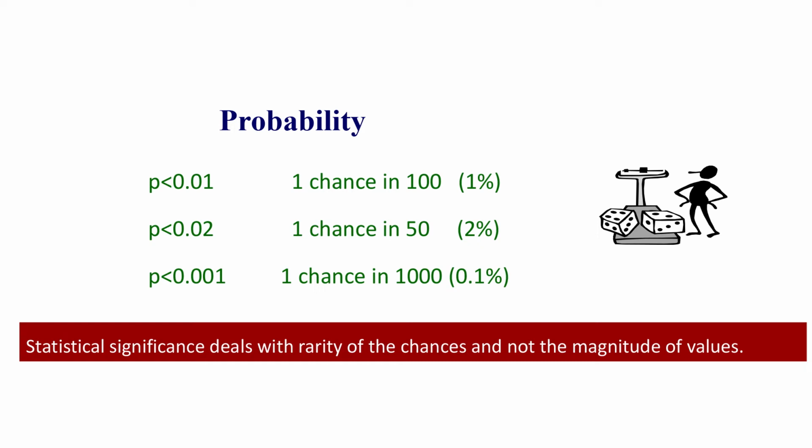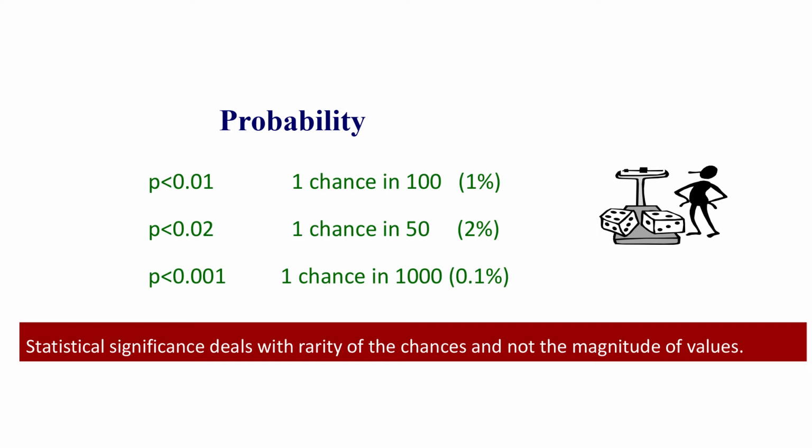So these three things we have to confirm, we have to be very sure, and that's why we have to learn these statistics. Whenever we say that p less than 0.05, please understand that it deals with the rarity of the chances. It only talks about whether the event is rare or not, whether it is significant or not. It never tells you about the magnitude of values.